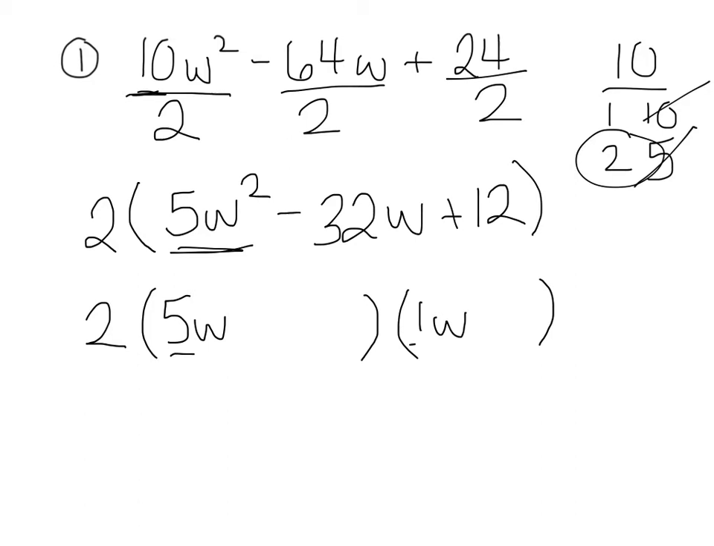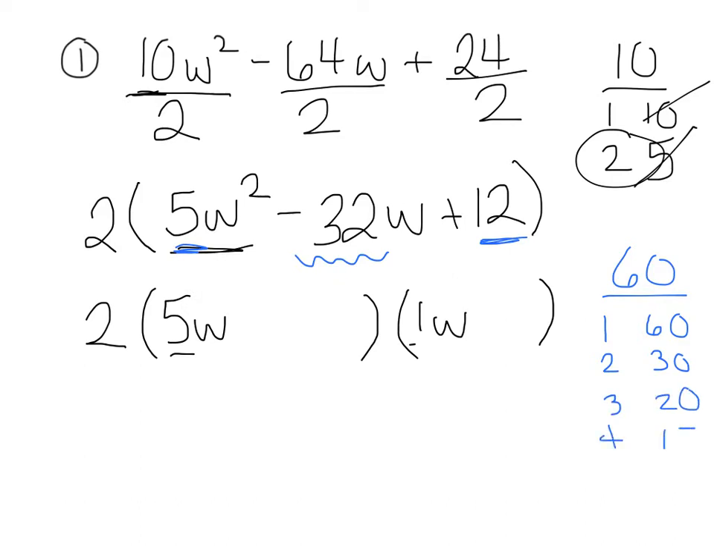So now from here what we need to do is take our a term, so we need to take 5, and multiply by our c term, which is 12. So 5 times 12 is 60. So I need to find factors of 60 that add up to my middle term, that add up to negative 32. So my factors of 60, I'm going to start at 1: 1 and 60, 2 and 30, 3 and 20, 4 and 15, 5 and 12, 6 and 10, and that's all of them.